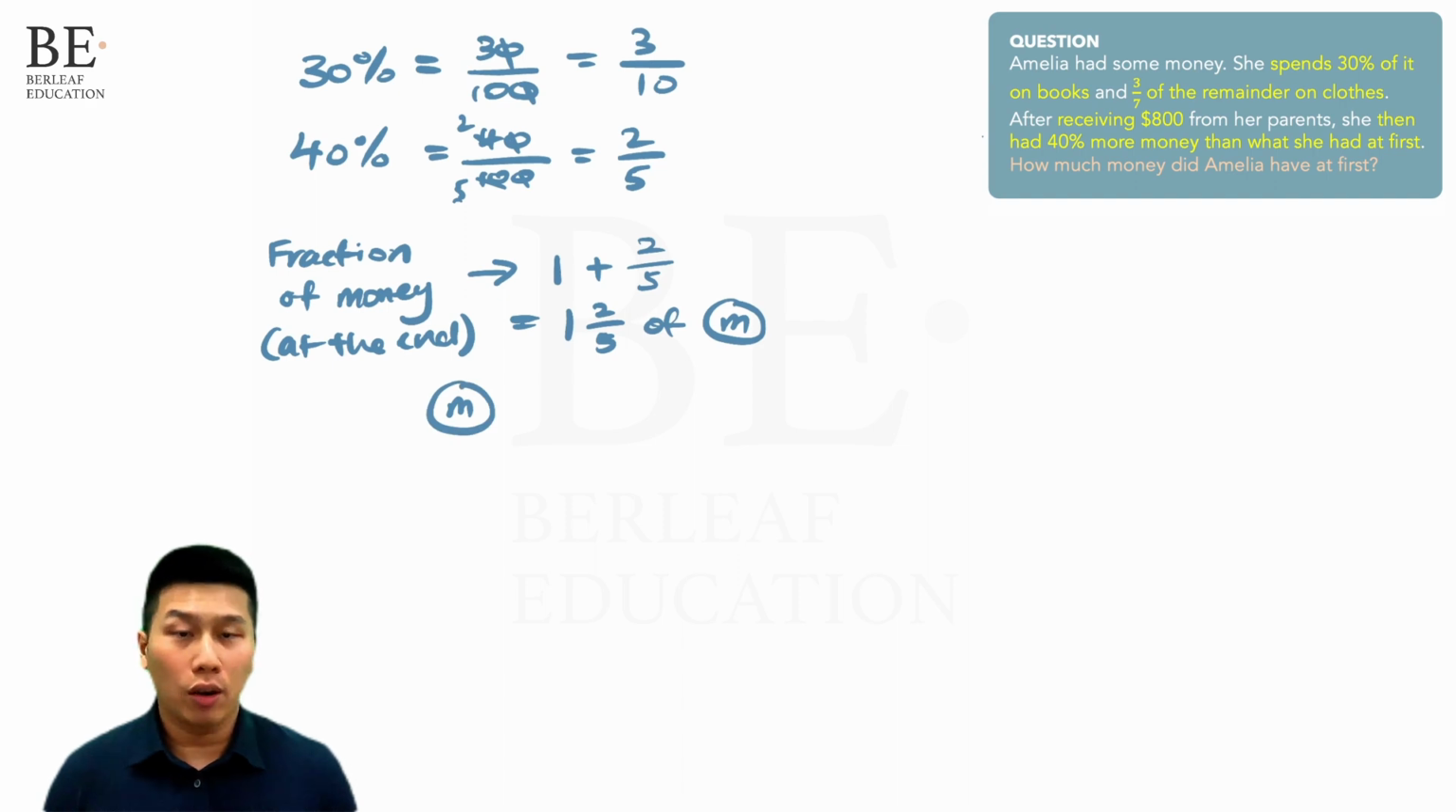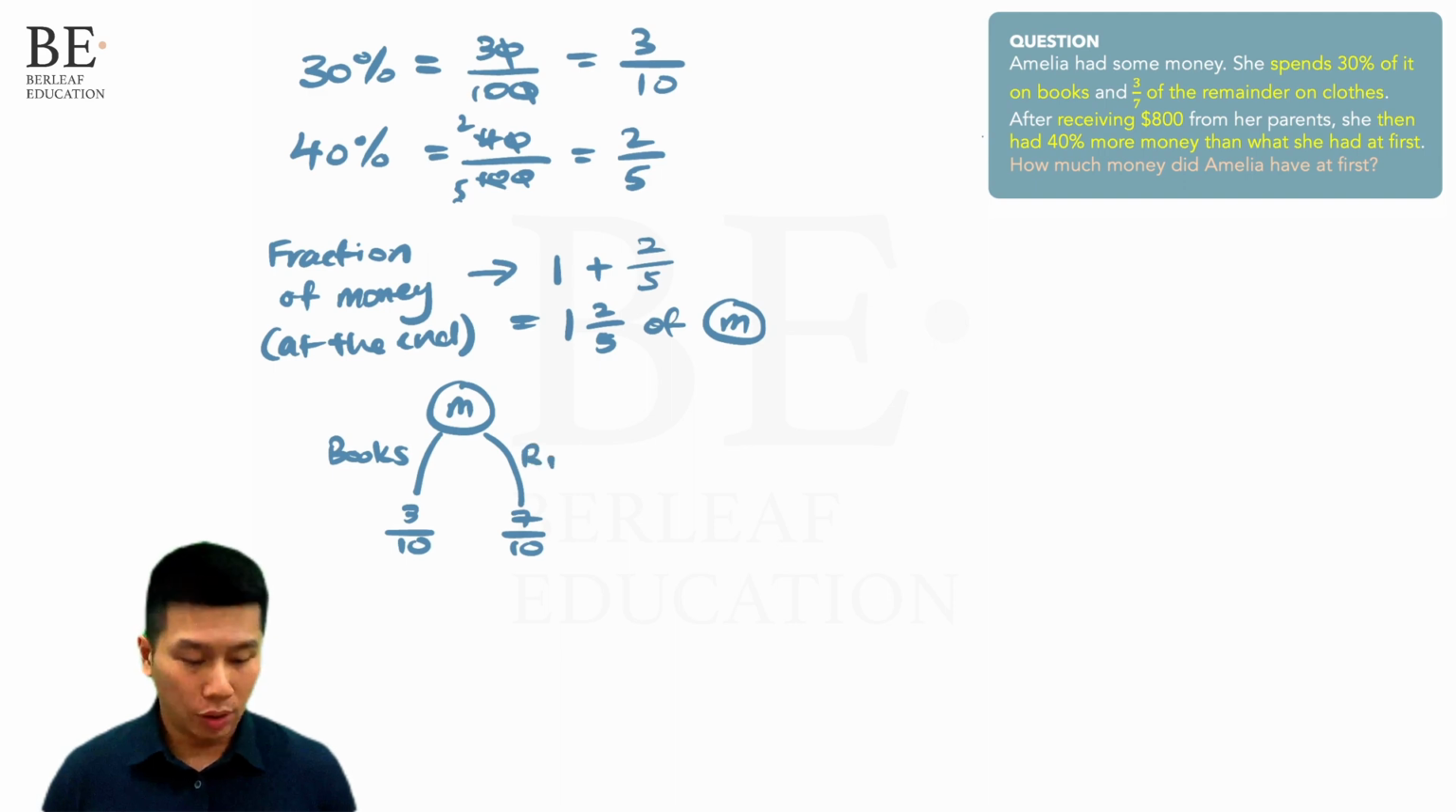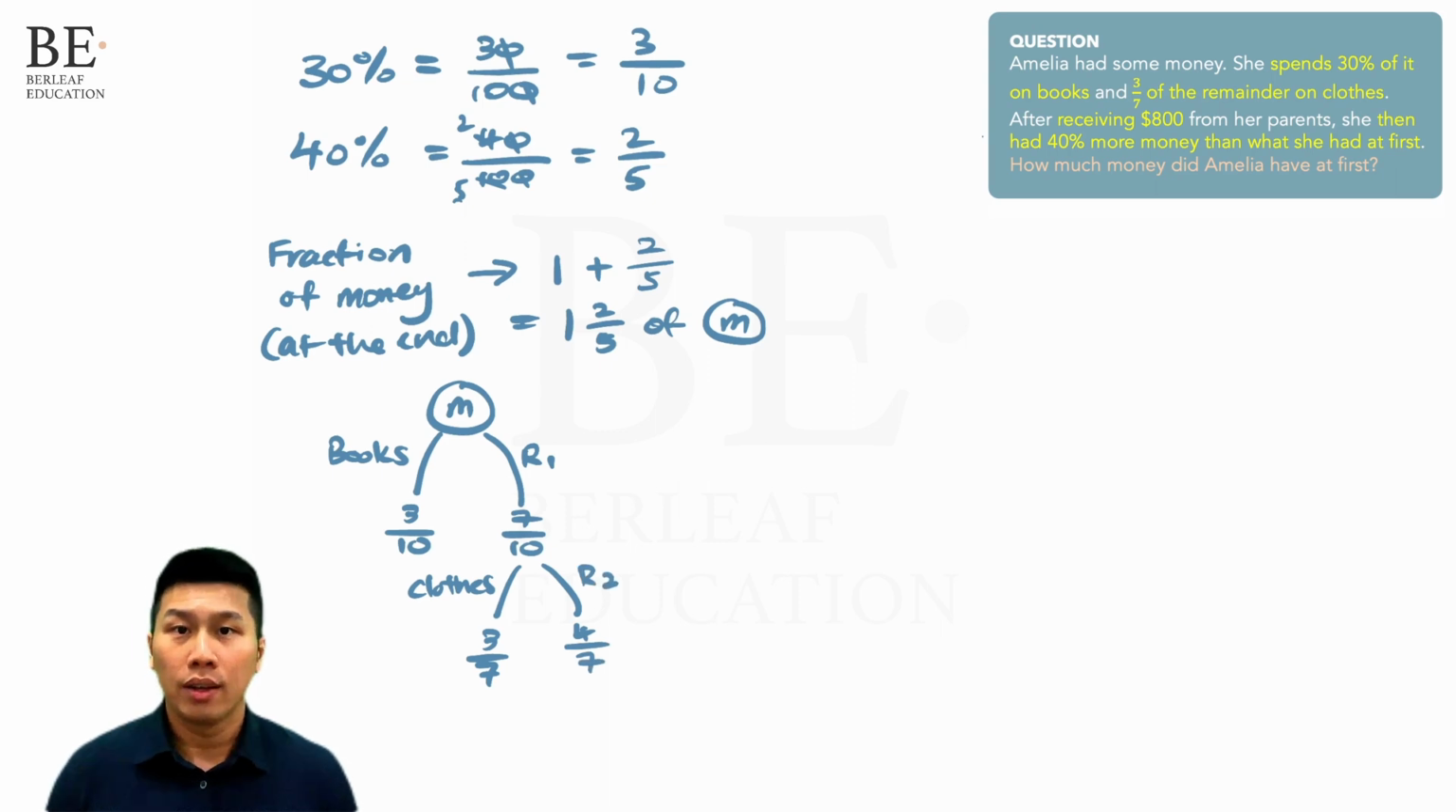We have M representing the original sum of money, with 3 over 10 of it spent on books, leaving us with 7 out of 10 as the remaining fraction. We call it R sub 1. And proceeding on, we have 3 out of 7 of the remainder, which would be branching out from 7 out of 10, and that would give us the clothes, leaving us 4 out of 7 as R sub 2, which means remaining fraction.